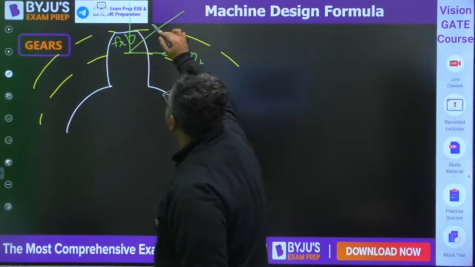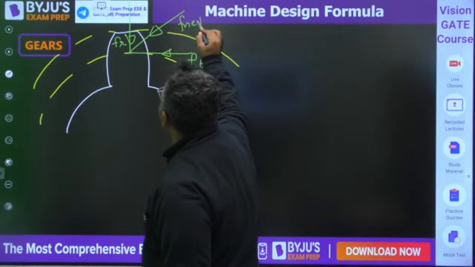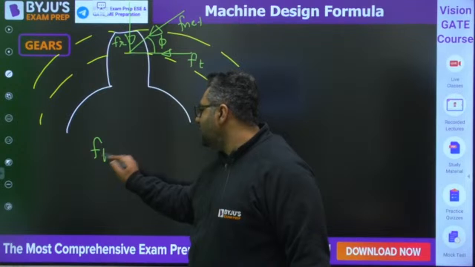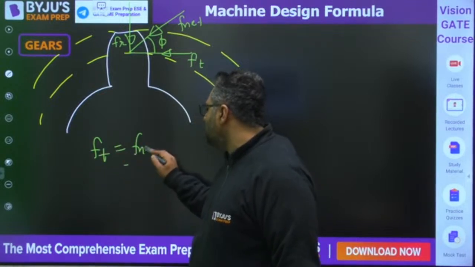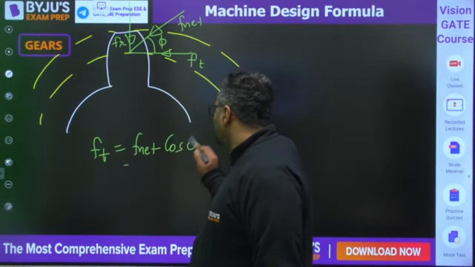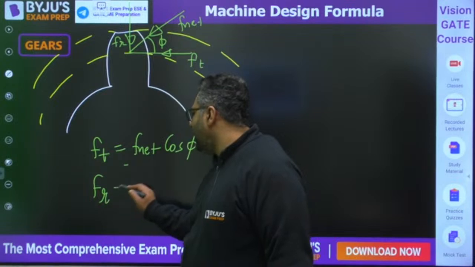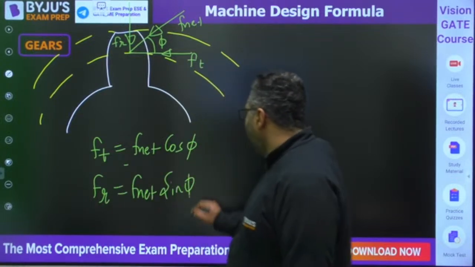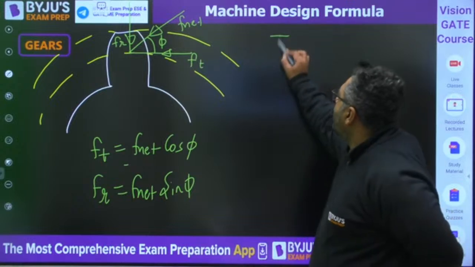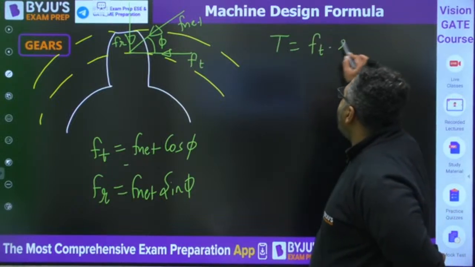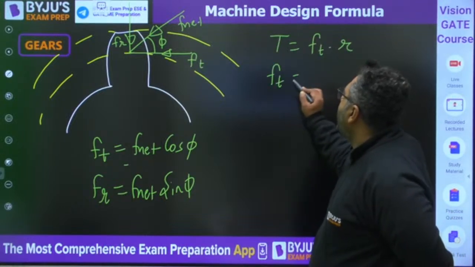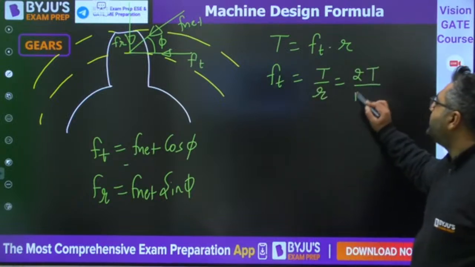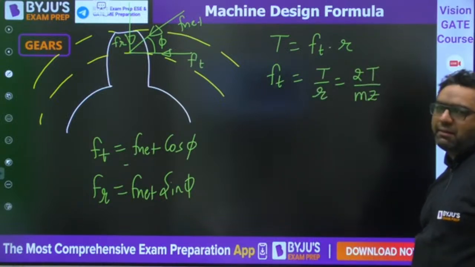And this is the net force. And you know this angle is phi. So you can write Ft equals F net cos phi, and you can write F radial as F net sin phi. From here you have also derived that torque is Ft into R. So we can write Ft as T by R. You can write it as 2T by mz. M is the module, Z is the number of teeth.